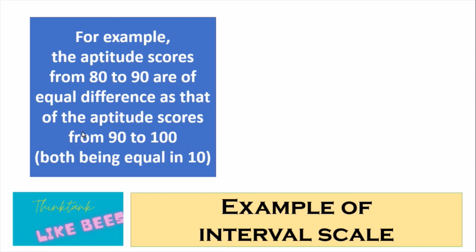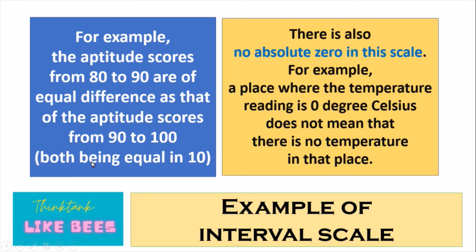So the next example is under the interval scale. For example, the aptitude scores from 80 to 90 are of equal difference as that of the aptitude scores from 90 to 100, both being equal in 10. There is also no absolute zero in this scale. For example, a place where the temperature reading is 0 degrees Celsius does not mean that there is no temperature in that place.